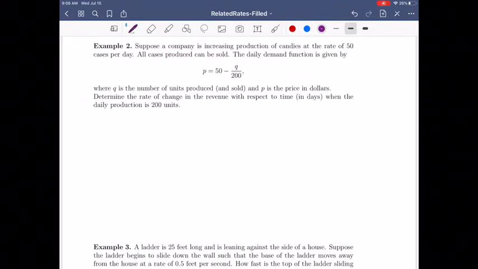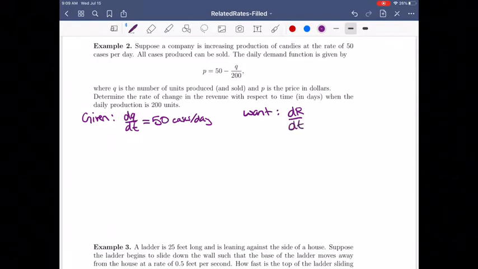So what is this 50 cases per day? That's not dP dt, it's actually dQ dt. So we're given dQ dt, and it's increasing, so it's plus 50, in cases per day. And what we want is dR dt, the rate that the revenue is changing when we're producing 200 cases. So we want an equation that relates revenue with number of cases.